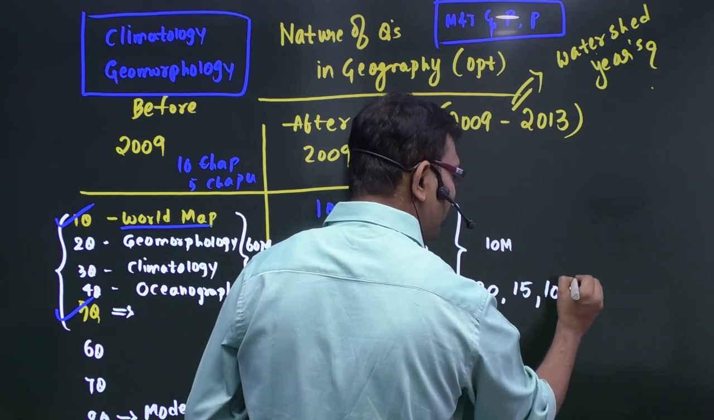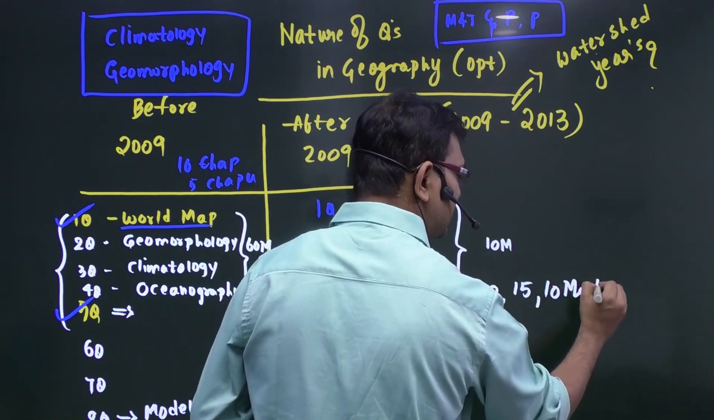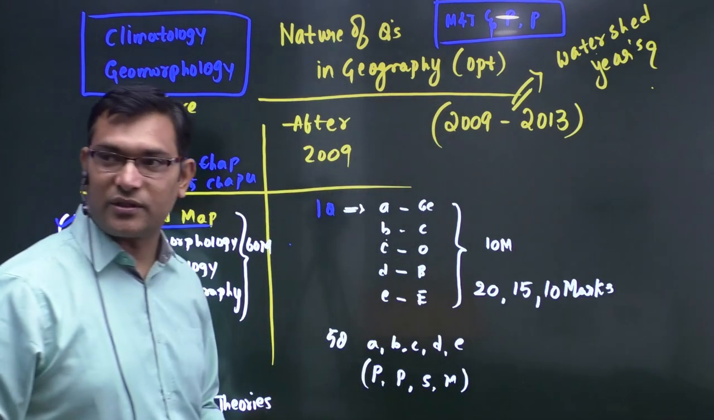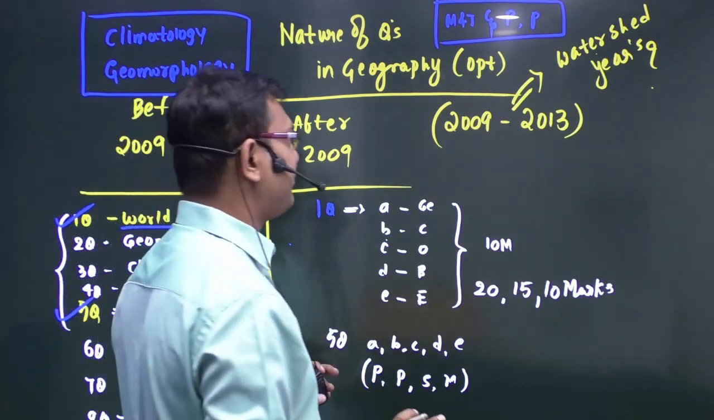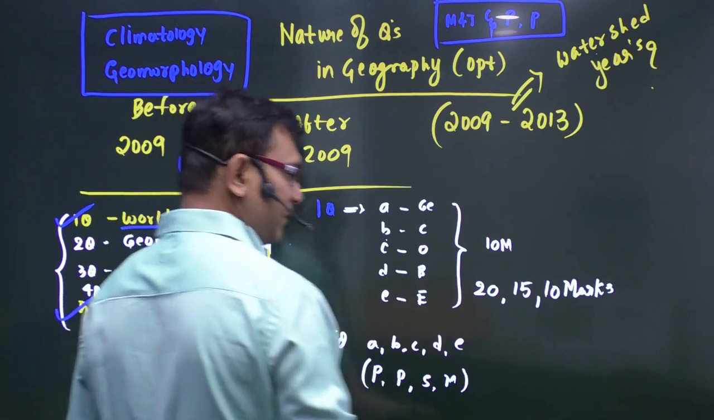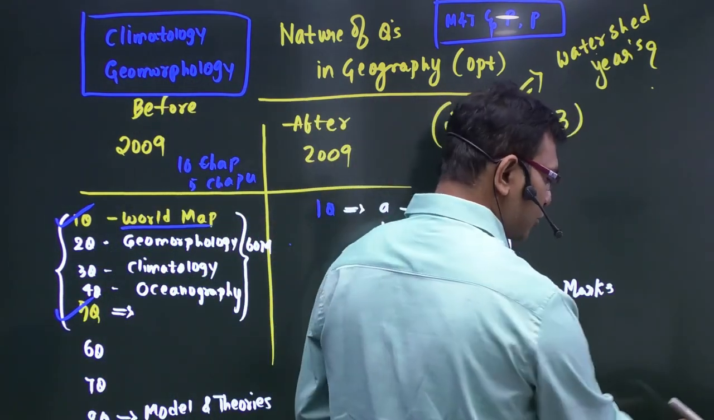This is the nature of the geography paper. Is it clear? So this was the nature of the geography paper. But now, this is one thing, and also the questions that were asked, that was mostly the questions that were asked.